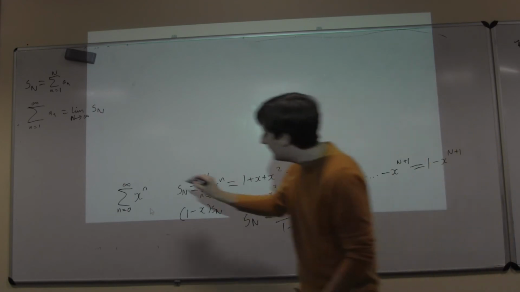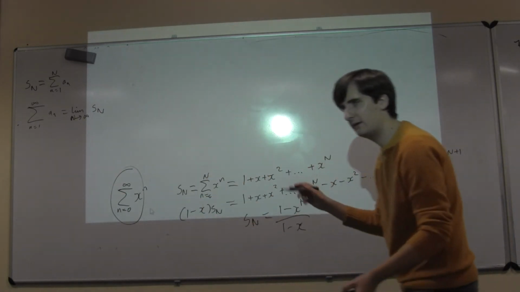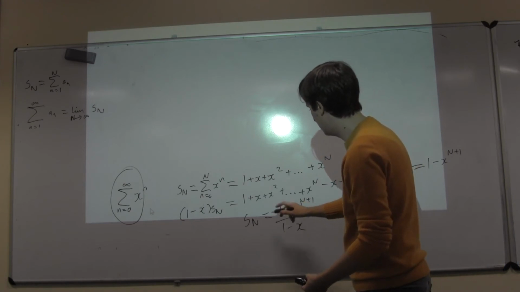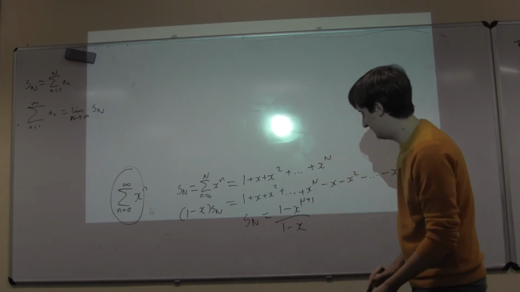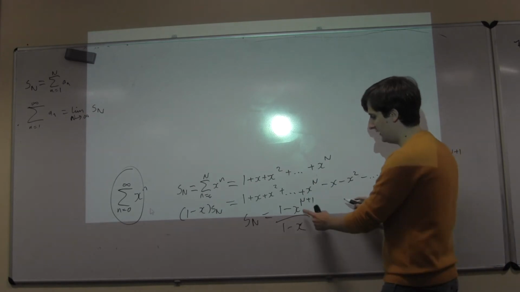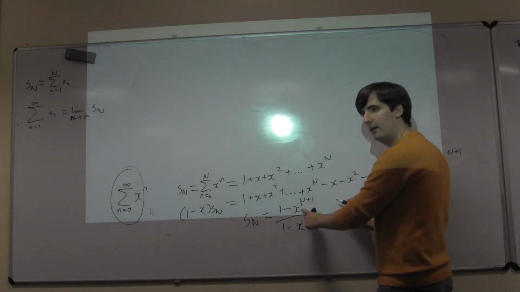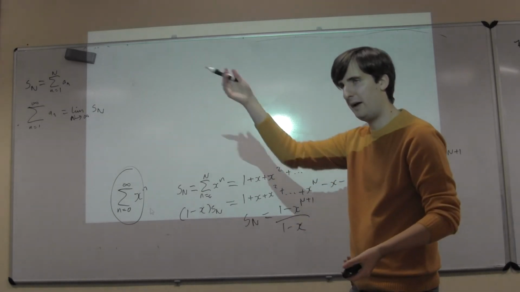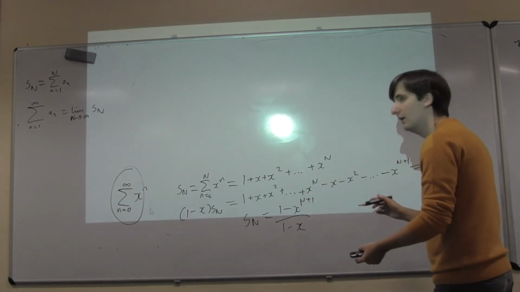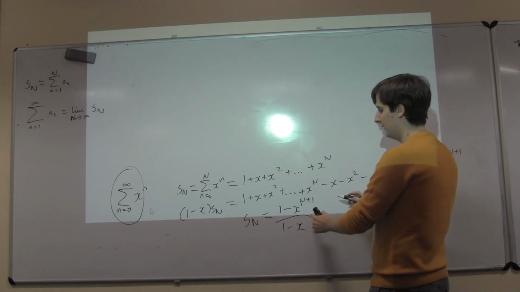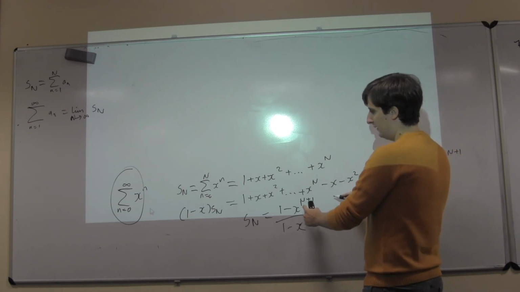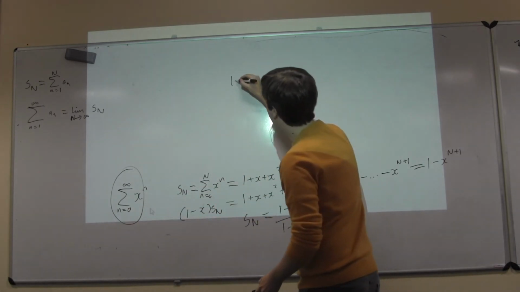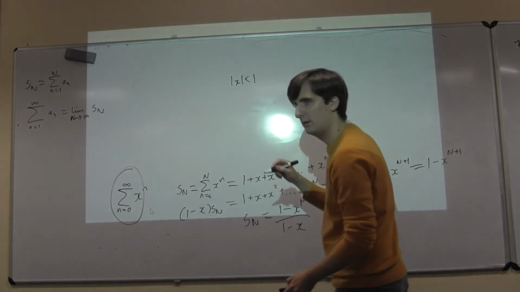The meaning of this thing is the limit of the partial sums. Okay, so this thing converges if this converges. Well, when is this going to converge? If x is bigger than 1, then this is going to explode, like 2 to the power of something explodes. So this sum is only going to be well defined if the absolute value of x is less than 1.